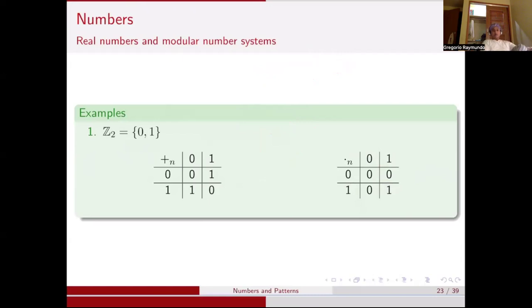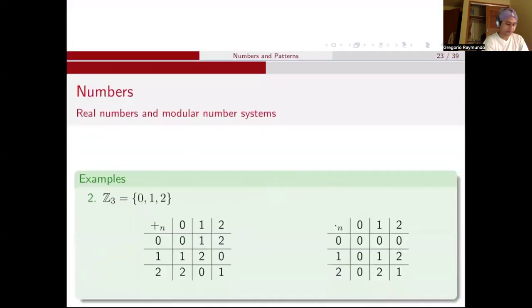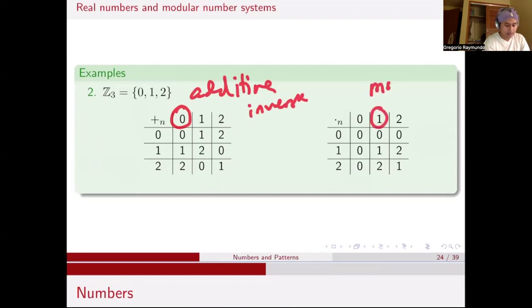Okay, so in fact, ano sila? Ang 1 may multiplicative inverse, sarili niya. Ang 0 may additive inverse, yung sarili niya. 1 plus 1, 0. 0 plus 0, 0. Dito, ang Z3, 1 ang 0 again, ang additive inverse. 1 ang multiplicative inverse.